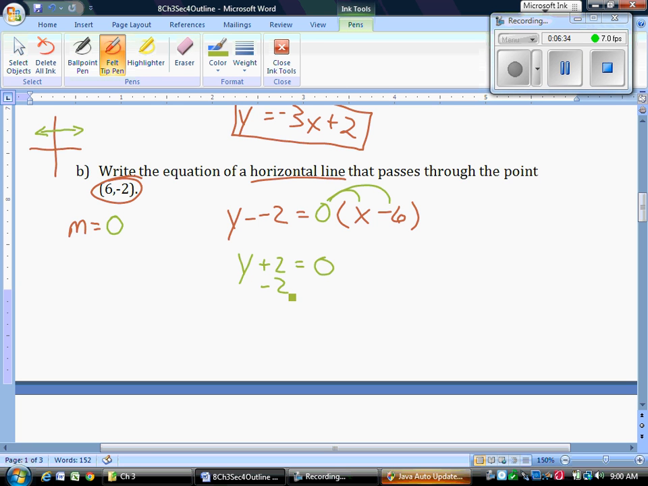Now again, we need to solve for y. So that means y equals -2. And that's our slope, or that's our equation. Okay?